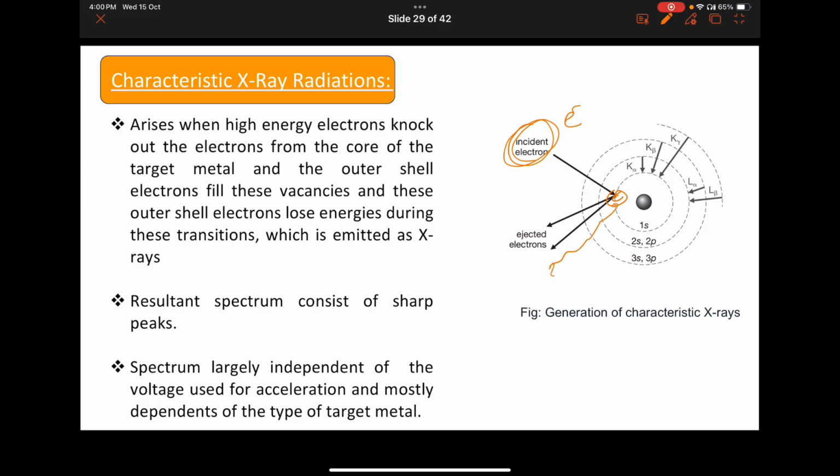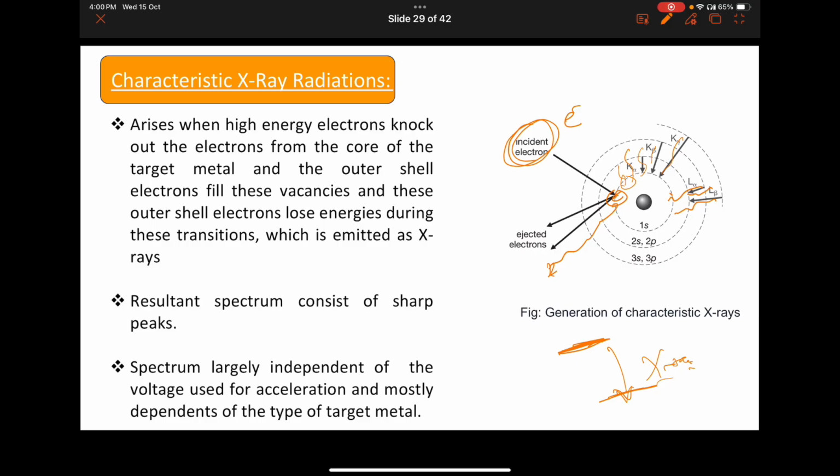The electron gets evacuated from there, and that creates a vacancy. These vacancies are filled by electrons from the higher shells. Sorry, the vacancies are created in the K or L or M shells, and the electrons from the higher shells, let's say L shell, M shell, N shell, occupy this space. They fill up these vacancies, and this transitioning from the outer energy shells to the inner energy shells is what is responsible for these characteristic X-rays.